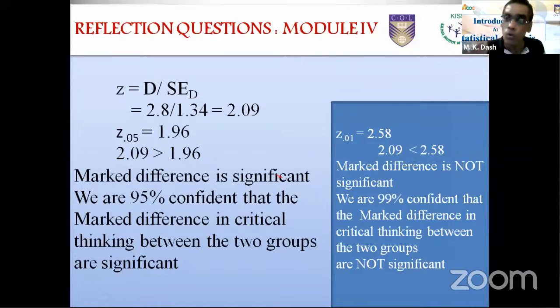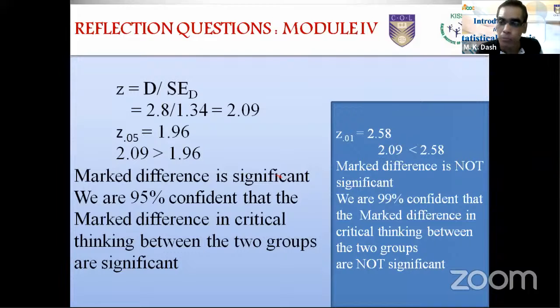If there are certain questions where you don't want to take even a 1% risk, you may decrease it further and go to 0.001. Even in scientific laboratory experiments, they used to take that level of significance, a minute level, they go.